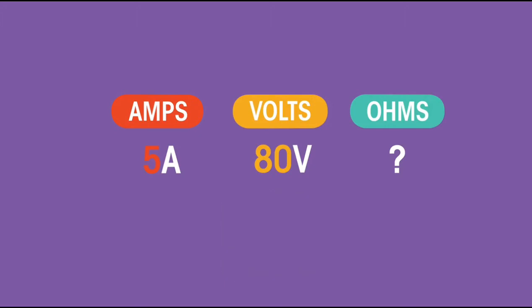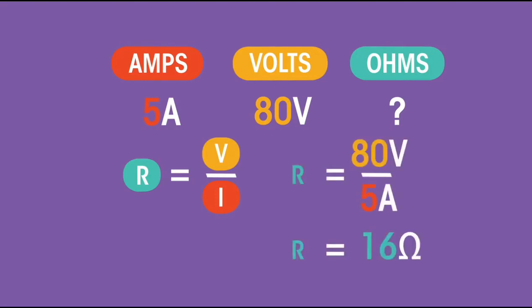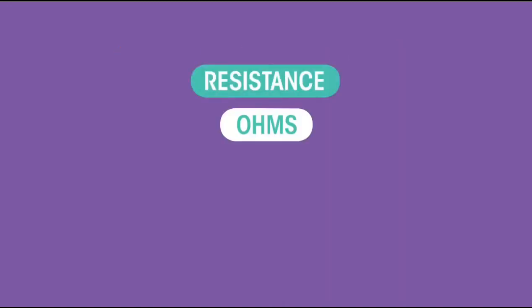We should use the equation R equals V over I, which equals 80 volts over 5 amps, which equals 16 ohms. Remember, resistance is measured in ohms, and the symbol for this is omega. Let's try 2 more examples.